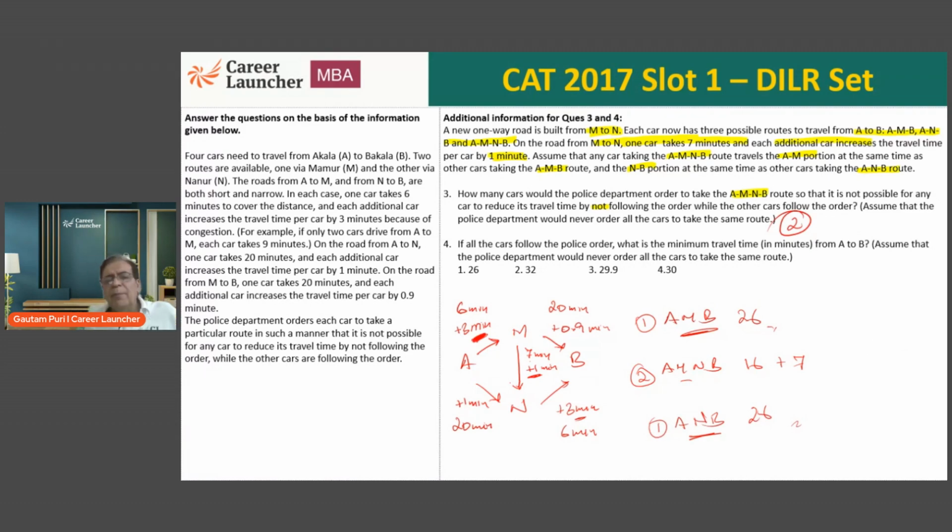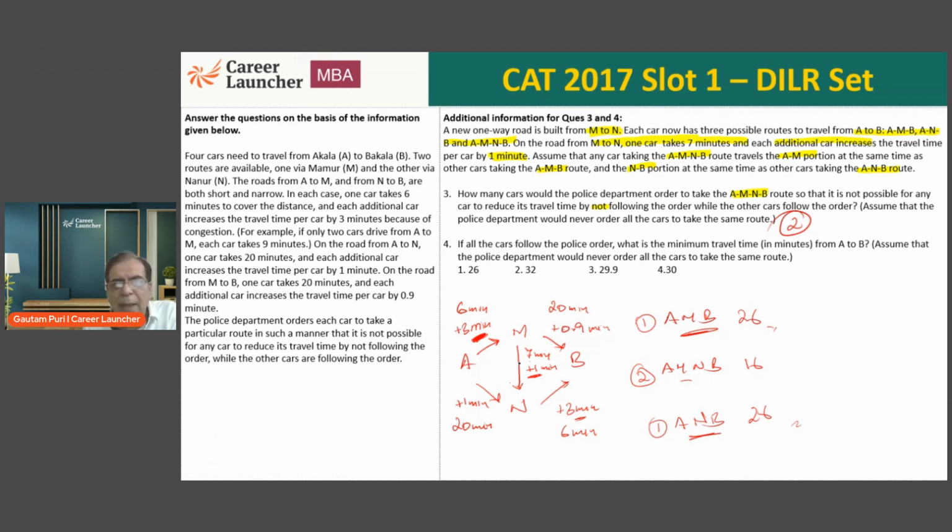Okay, so let's see. Now what does this mean? Effectively, this means A, M, B, A, and B. How many cars will be here? Okay, let me write it on the same thing and I'll write it in a different colored pen.